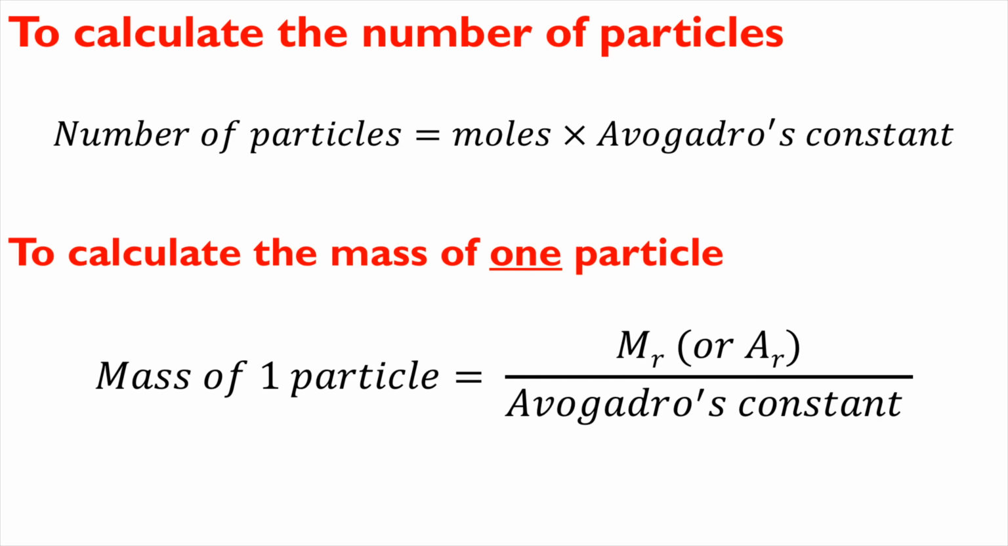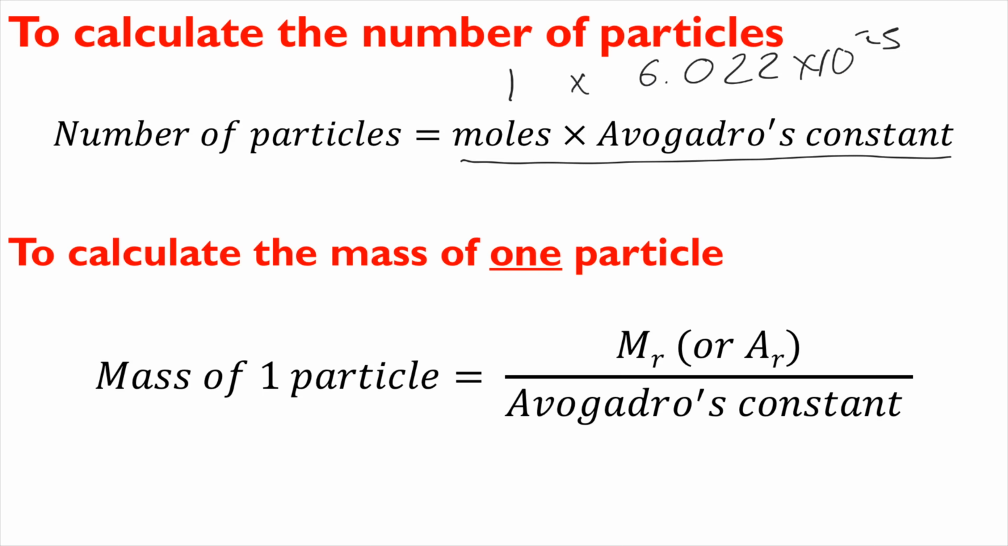To calculate the number of particles, you simply times the moles by Avogadro's constant. So for example, if I wanted to know how many particles there were in 1 mole, I would just times that by Avogadro's number, and that would very sensibly give me 6.022 times 10 to the 23. If I have twice as many particles, so I've got 2 moles, then it's going to give me 12.044 times 10 to the 23.